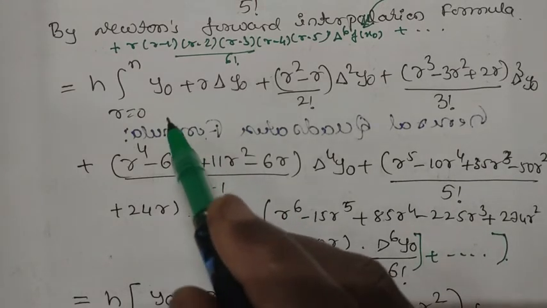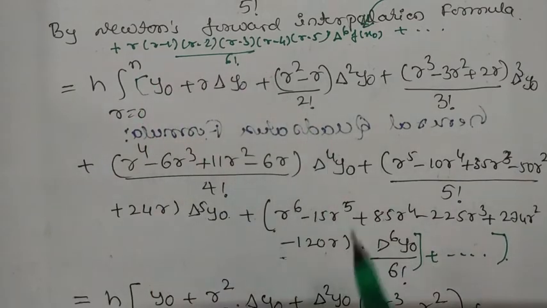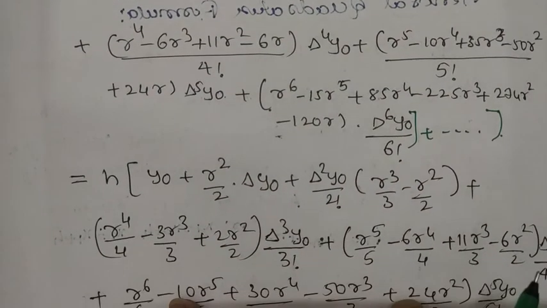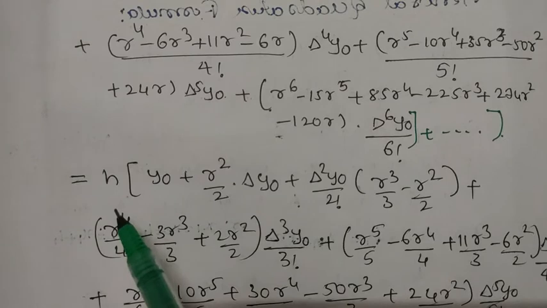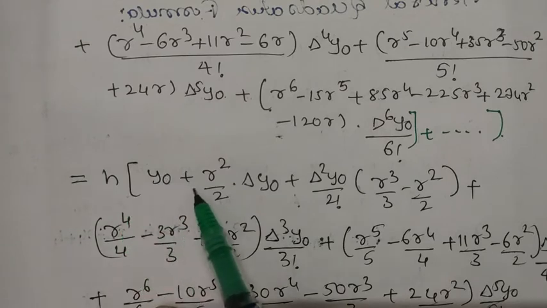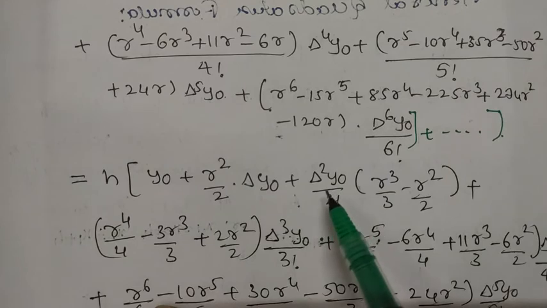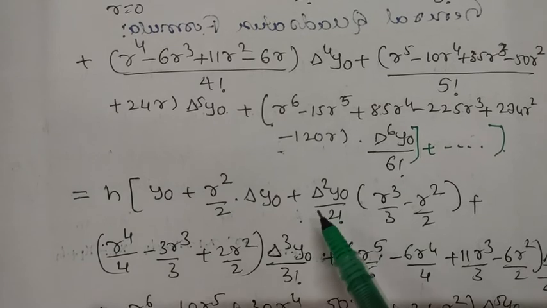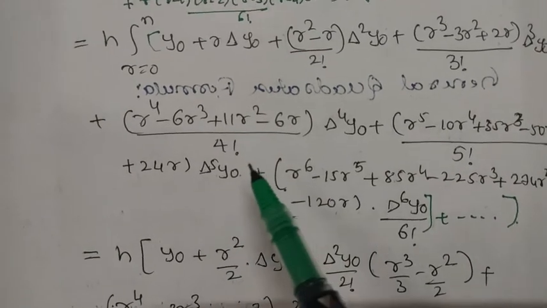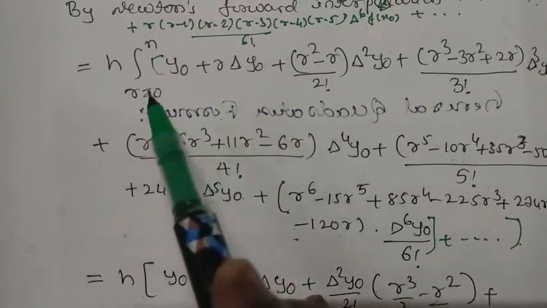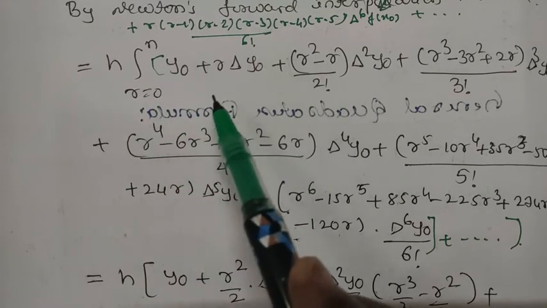So this is h into. Now you write this as h into y naught plus r square by 2 delta y naught, plus the rest, which is what we have done here as we have integrated this. Integration of r, because it is integration from r equals 0 to n. Integrate this one.